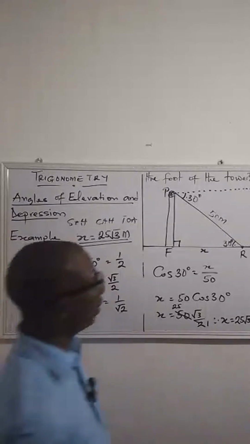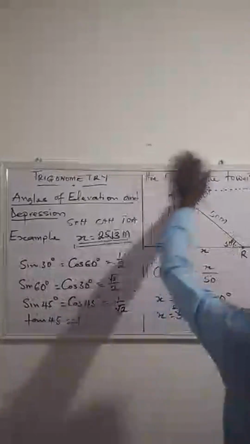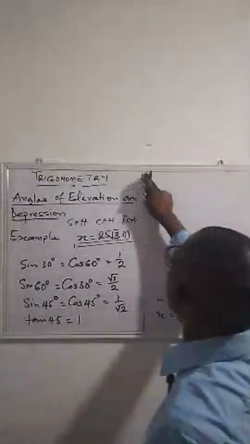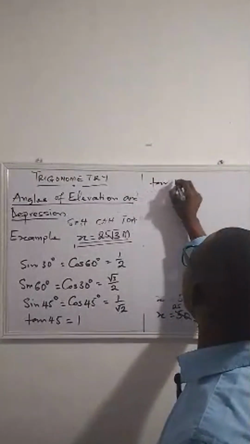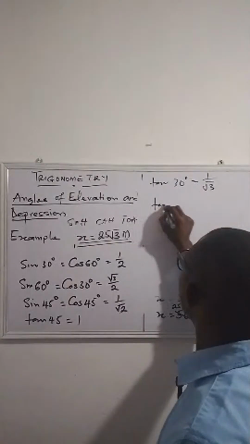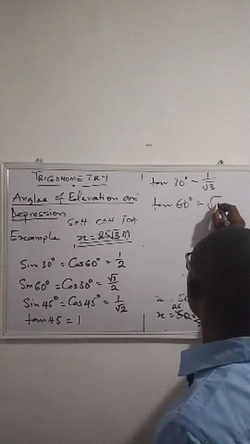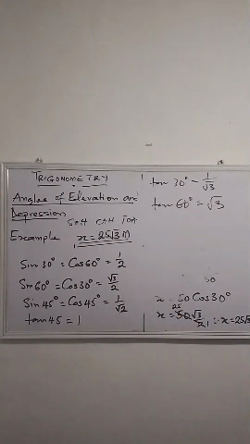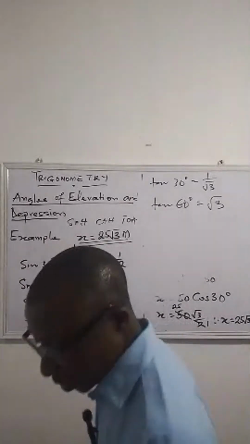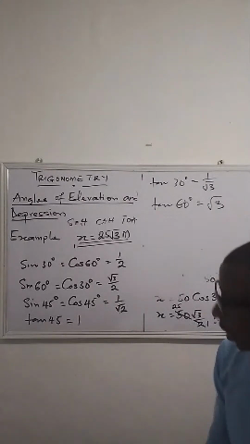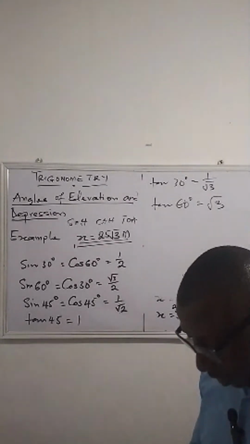Okay, and the remaining one, we have tan 30. Tan 30 degrees is 1 over square root of 3, and tan 60 degrees is square root of 3. Okay, so this is all you need to know. All right, so these are the special angles. So now let's move down to another question. You can put this one down in your notes. Now let's look at another question.